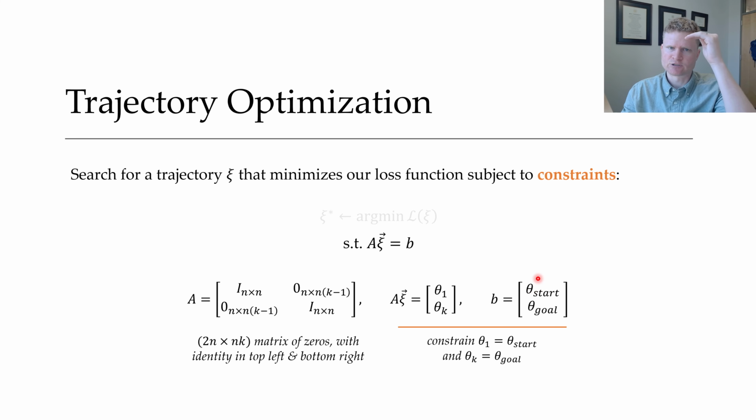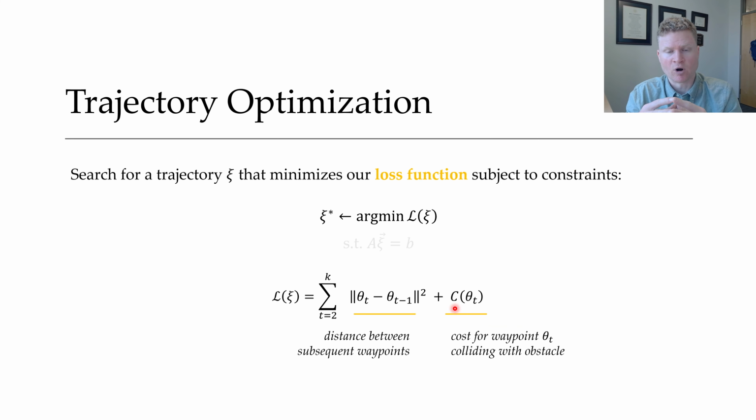And B is just the start position and the goal position. So overall, what I'm saying is that theta 1 should equal theta start. So the first waypoint should be the start. Theta k should equal theta goal. The last waypoint should be the goal. So it's kind of like a long, tedious mathematical way of saying what's really obvious. And this matrix A, it's a large matrix. It's almost all zeros. The only thing that's non-zero is you've got identity on the top left and the bottom right in order to isolate the first and last elements of your trajectory. All right, so that's our constraint: start at the start, end at the goal.